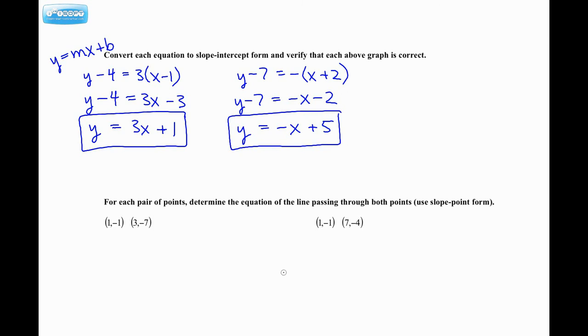And if you look at the graph, you'll see that the y-intercept is 5, and our slope is still negative 1.